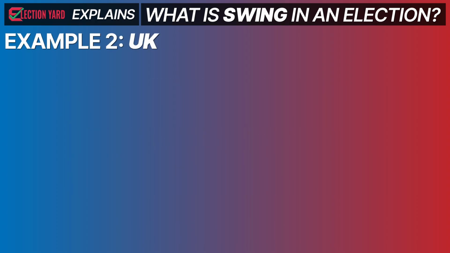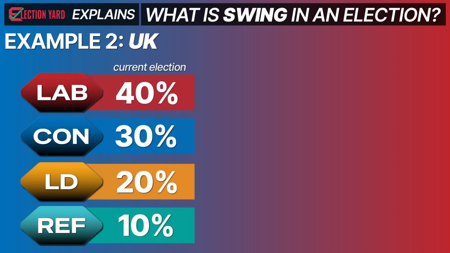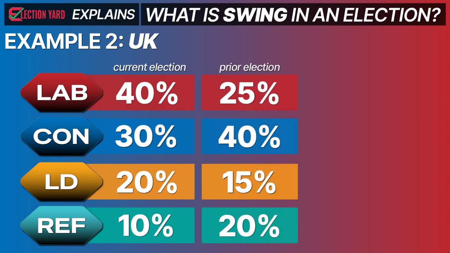Now let's look at how it's done in the United Kingdom. If you're old and hardcore enough, you remember Peter Snow on election night playing with the swingometer. Those were the days. Anyway, in this example, Labour has won with 40%, the Conservatives with 30%, the Lib Dems have 20%, and Reform UK has 10%. However, in the prior election, the Conservatives had 40%, Labour had 25%, Reform had 20%, and the Lib Dems had 15%.